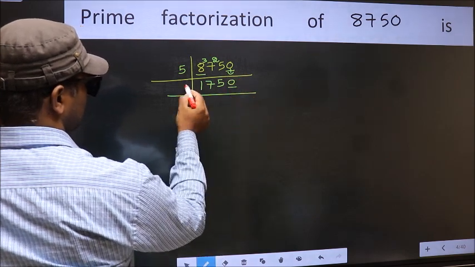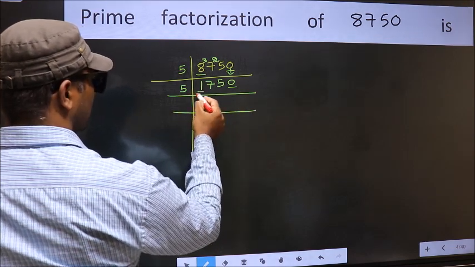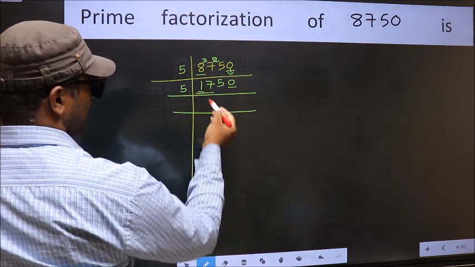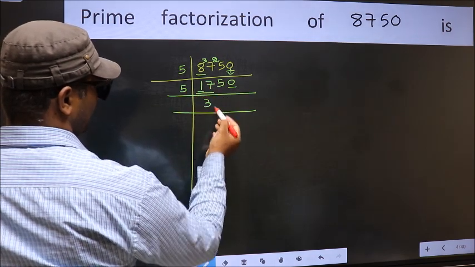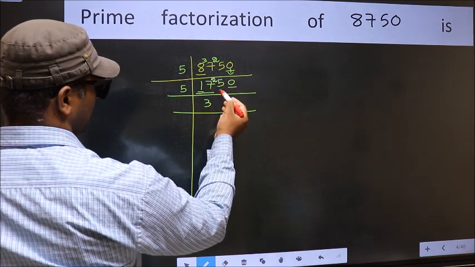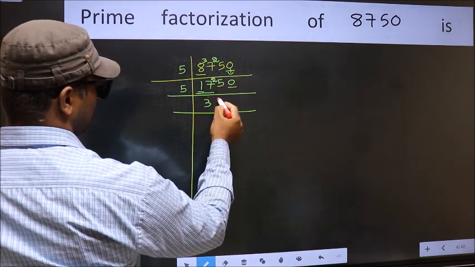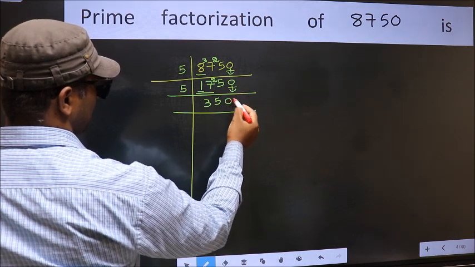Now last digit 0, so take 5. First number 1 is smaller than 5, so take 2 numbers, 17. A number close to 17 in the 5 table is 5 3s are 15. 17 minus 15, 2, 2 carried forward 25. When do we get 25 in the 5 table? 5 5s are 25. This 0 as it is down.